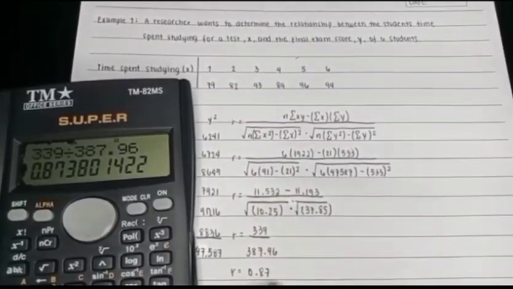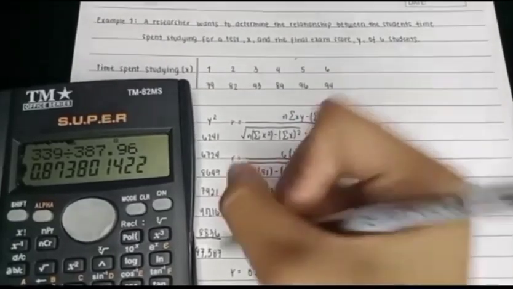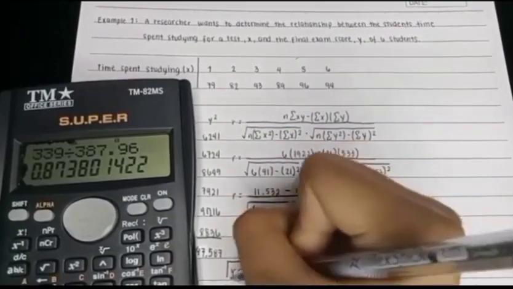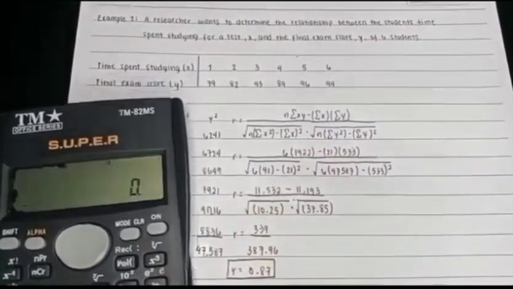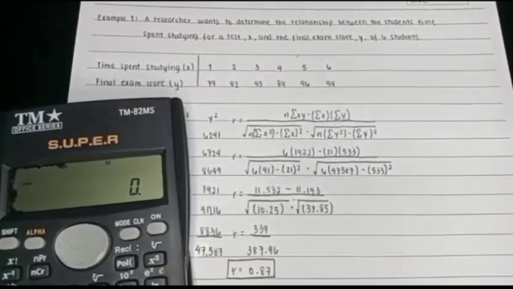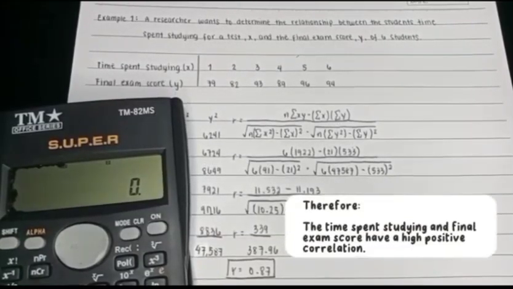So, here's our final answer. Looking at the degree or interpretation of correlation, our final answer is a high positive correlation. Therefore, the time spent studying and the final exam score have a high positive correlation.